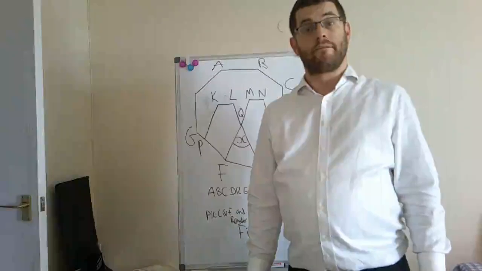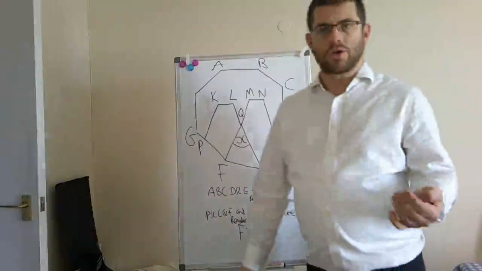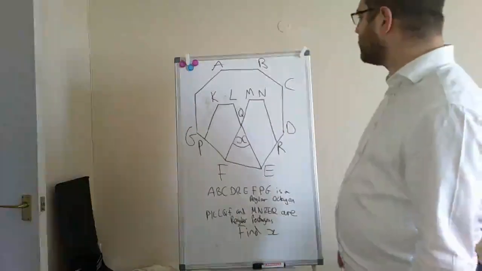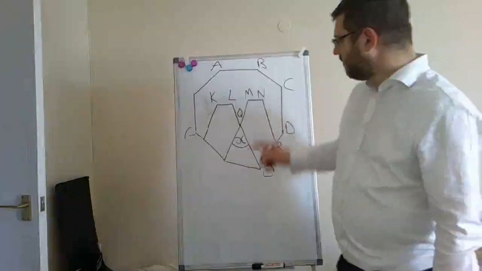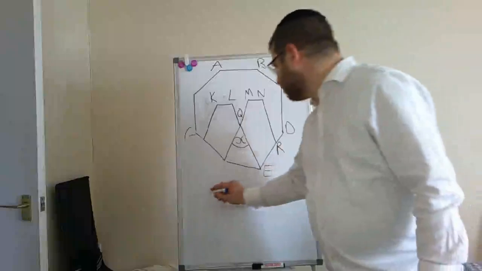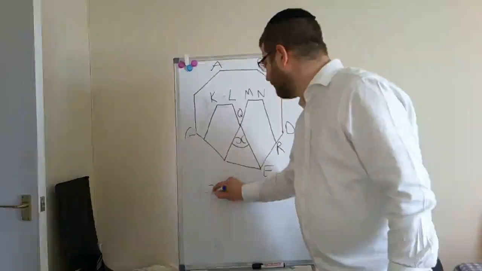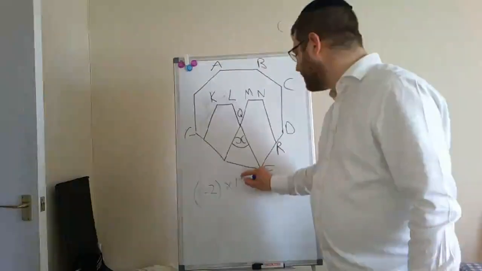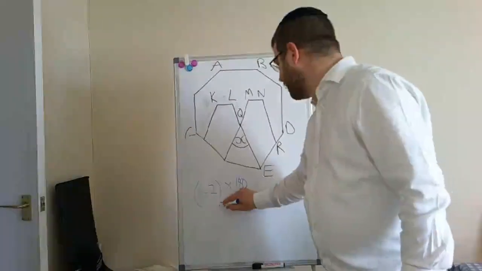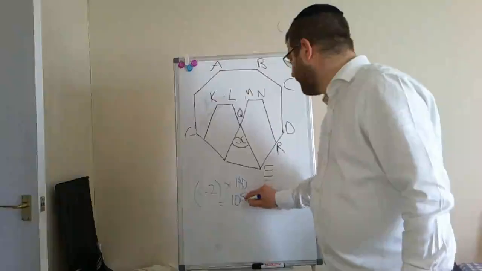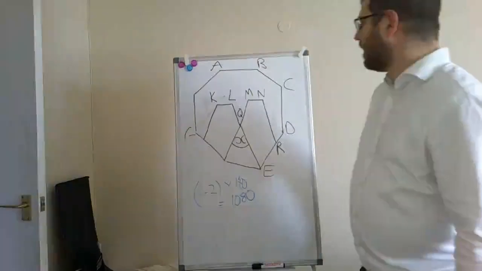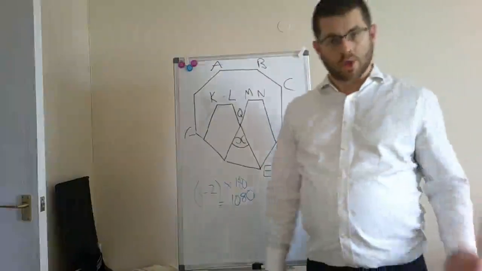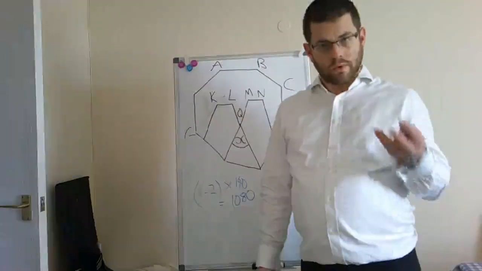interior angles first. So we know the sum is n minus 2 times 180, we've seen that several times now. So if you take the 8 sides, you're going to have 8 minus 2, which is 6, multiplied by 180, which is 1080. That's the sum of the interior angles. It's an octagon, so there are 8 equal interior angles.